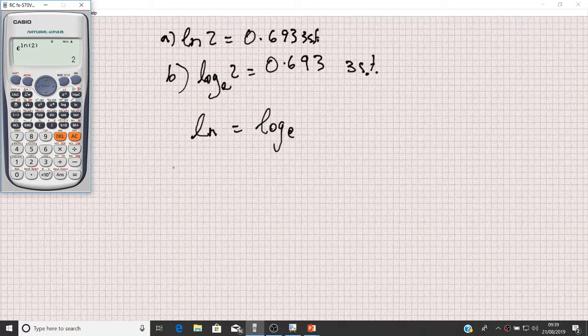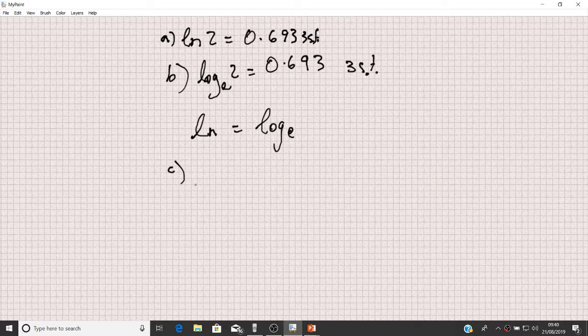So what that's telling me, e to the power of ln 2, the function e and the function ln really are cancelling each other out. So e to the power of ln 2 will give me 2, or e to the power of ln of any value, we call it a, always equals a.